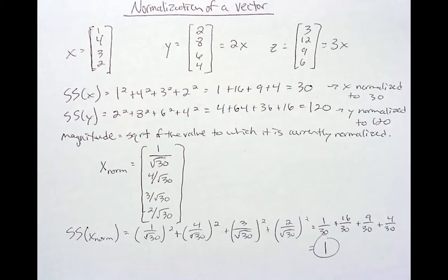Unless we otherwise specify it, when we say normalized, we mean normalized to the number 1. Otherwise, we would specify it. For example, we can say normalize the vector to 5 or something like that.